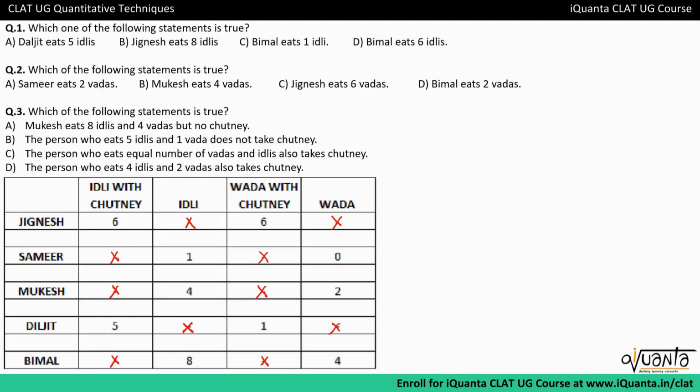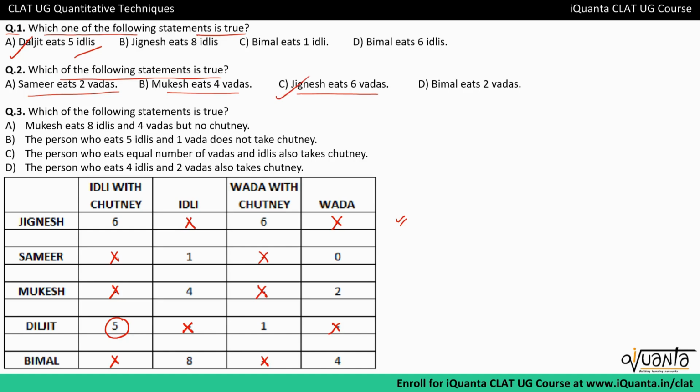So this is the final table that we get. The first question is, which one of the following statements is true? Daljit eats 5 idlis. Yes, this is true. Option A will be the correct answer. We do not need to check the others. The second one is, which of the following statements is true? Sameer eats 2 vadas. That is wrong. Mukesh eats 4 vadas. That is also wrong. Jignesh eats 6 vadas. This is correct. Option C will be the correct answer.